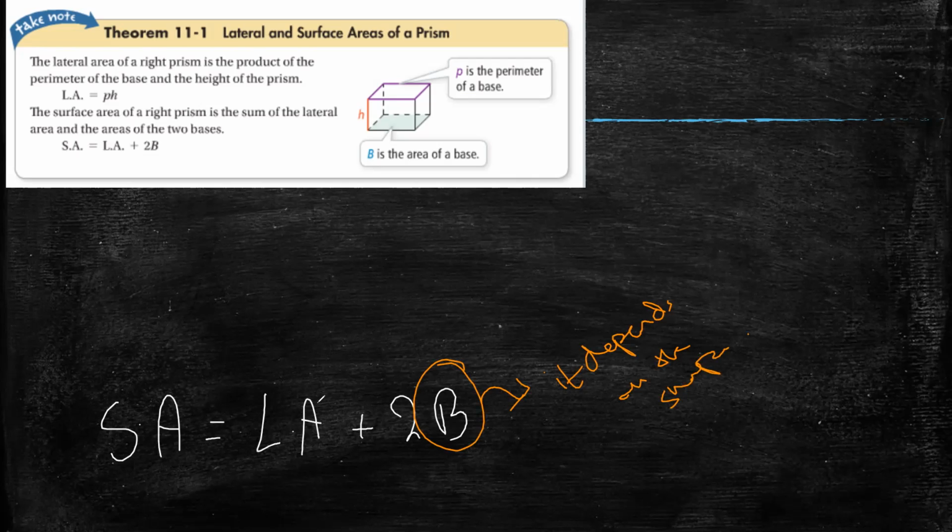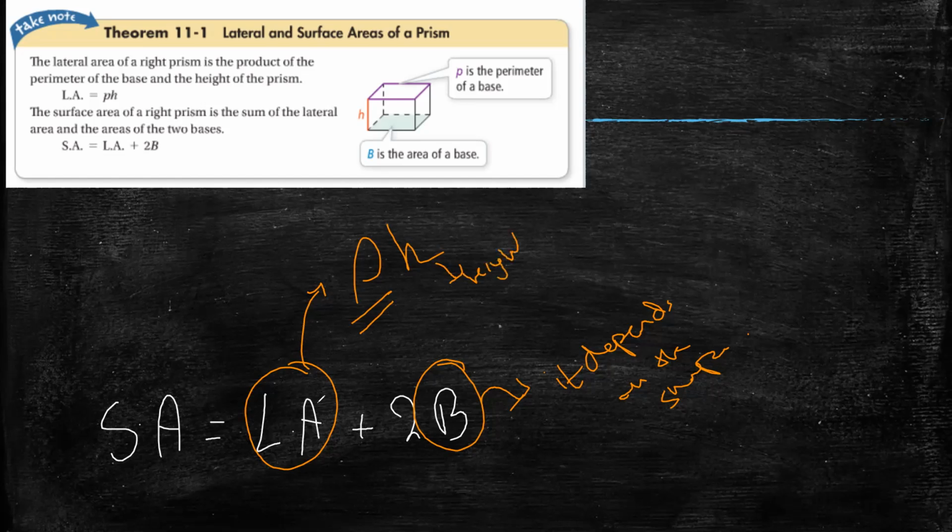If the base is a square, I need to find the area of the square. The lateral area, I need also to find it. The lateral area is the perimeter times the height, where the perimeter also depends on the shape. We need to find the perimeter of the base times the height, or the altitude. It is the length of the altitude that we talked about before.